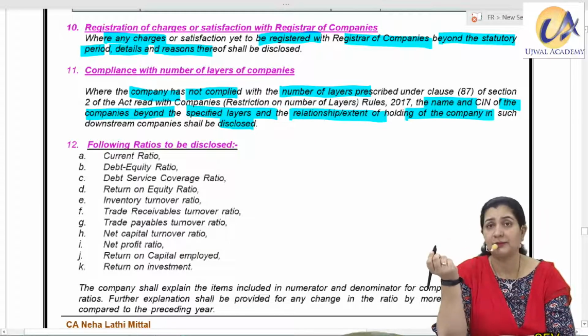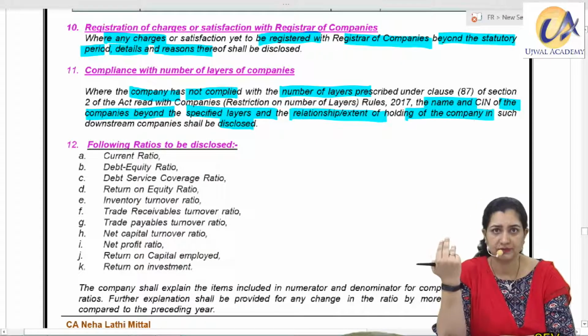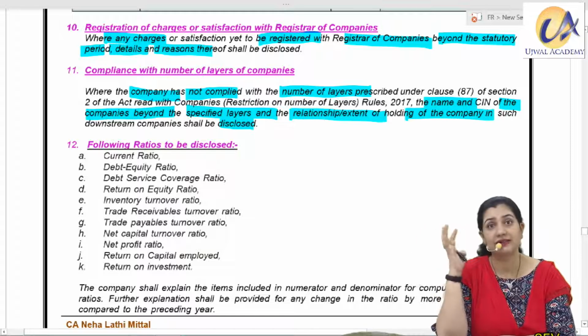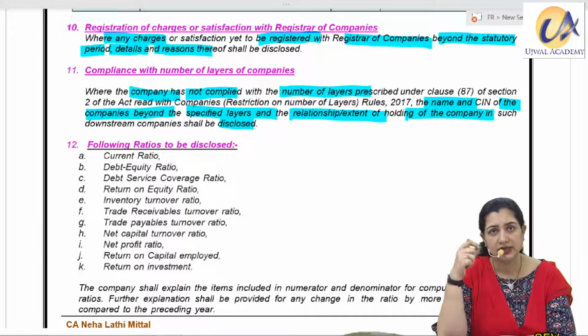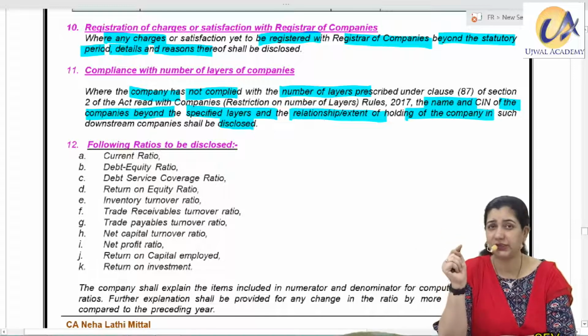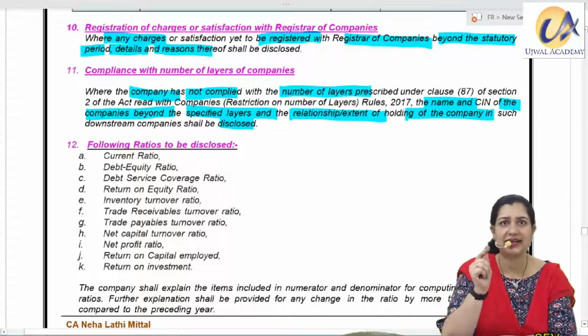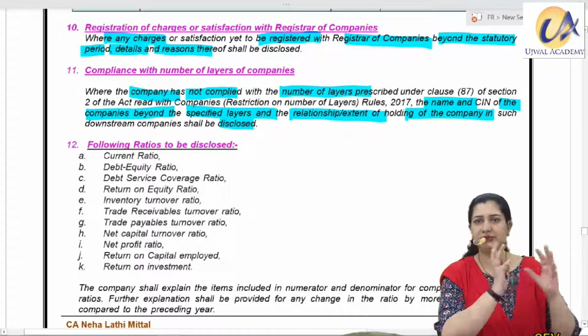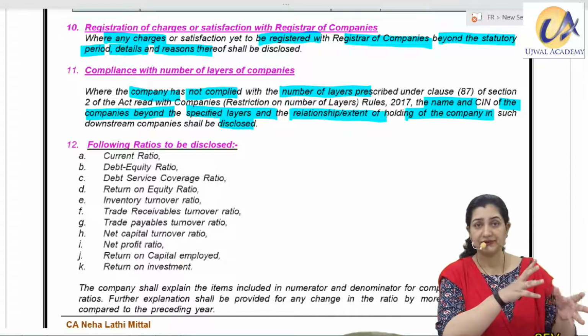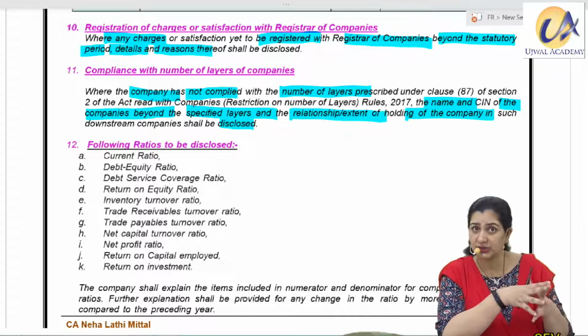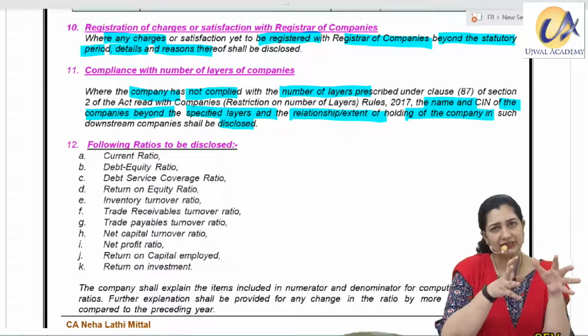An important point, number 12, has come now: ratios. So now we have to give certain ratios also in our Schedule 3 requirement. In our notes to accounts, you have to give all these ratios there. And not only ratios, we have to give the variance analysis. You have to compare it with the previous year and see if there are significant changes in the ratios. We have to give the reasons for that also. Okay. So which are the ratios to be given?